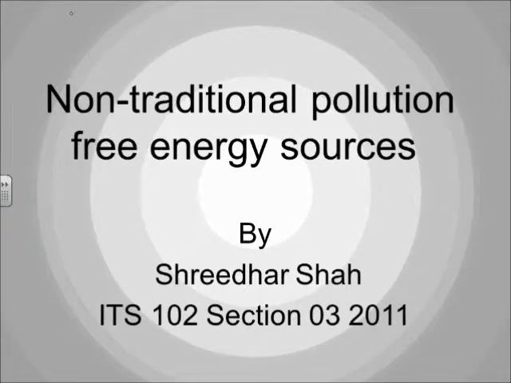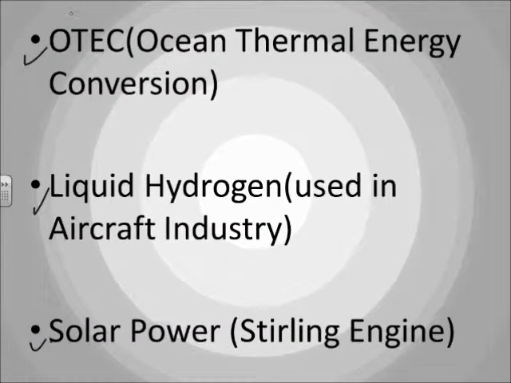Hi, this is a presentation on non-traditional pollution-free energy sources by Sridhar Shah for ITS 102 class, section 03. Here is a list of three non-traditional pollution-free energy sources: OTEC, liquid hydrogen used in the aircraft industry, and solar power used with a Stirling engine.